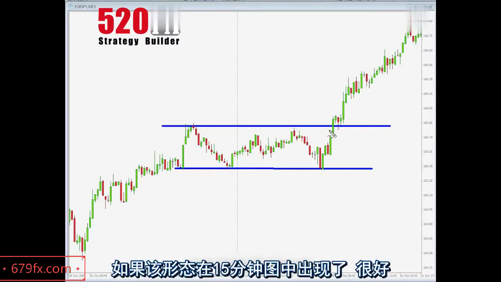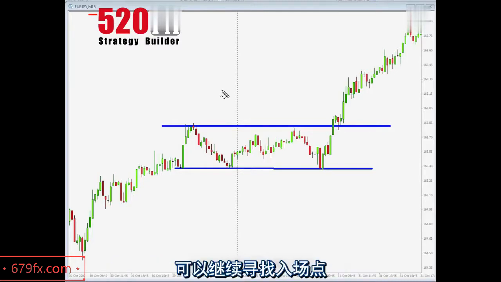continuation. If the breakout pullback continuation shows in the 15-minute chart, great, I'm good to go to search for an entry. If it doesn't, if I need to zoom into the 5-minute chart or even less than that, I'm just not comfortable with that.